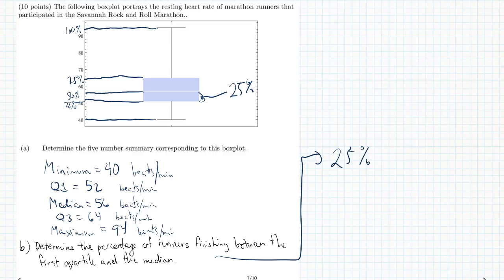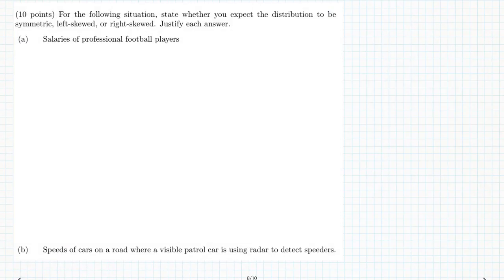Okay, questions on that? I don't see any, so I'll keep rocking and rolling with the next bit. For the following situations, state whether you expect the distribution to be symmetric, left skewed, or right skewed. Now you actually have some freedom here, and that's what I want you to realize. For the salaries of professional football players, if you made a good argument either way, I'd accept it.